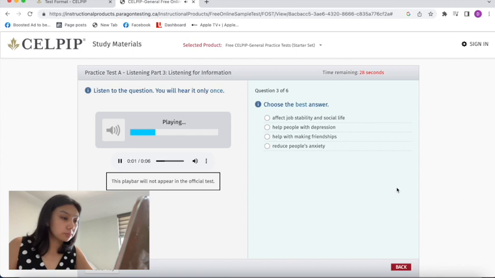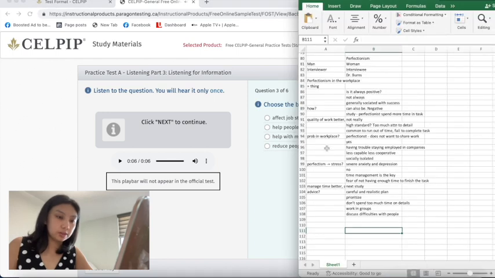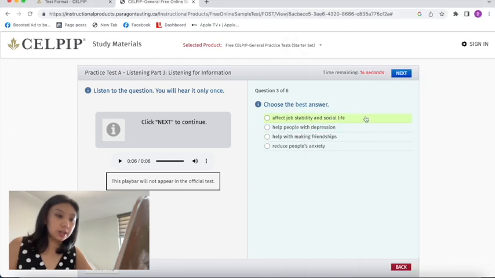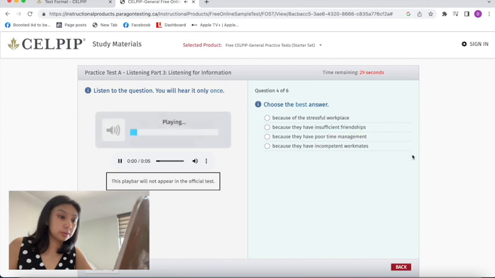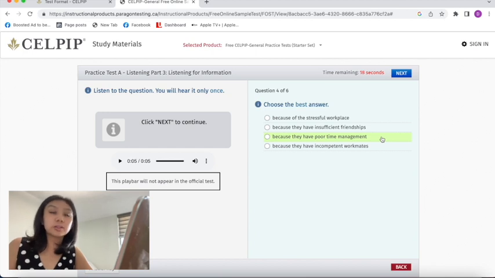Question 3. According to the woman, what can perfectionism in the workplace do? Trouble staying employed, less capable, socially isolated. So it can affect job stability and social life from this. Question 4. Why do perfectionists feel anxious? She did say that it's the poor time management, which is also the next topic of her next study.